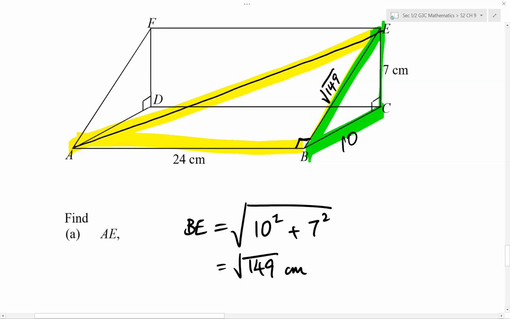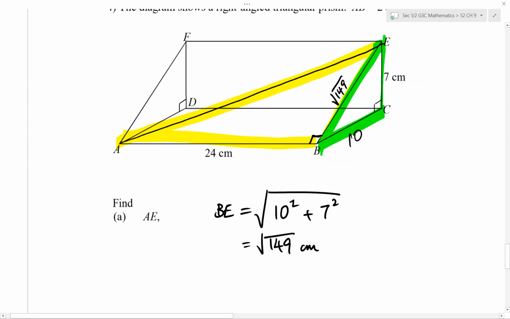So now I've got two lengths and I can find my unknown AE. The unknown AE is simply, again by using Pythagoras theorem, the square root of the sum of the squares of the two shorter sides. The shorter side is 24. We square it. Then we need to add the square of the other side. What is the other side? Square root 149. Put that in, square root 149.